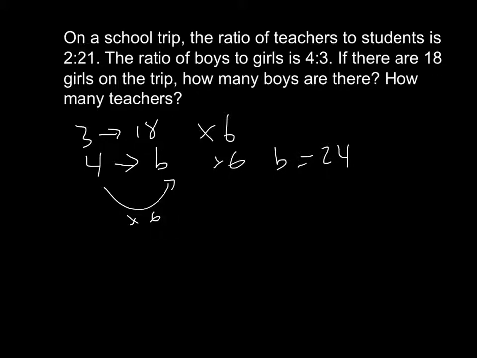And then what I did is I added up the boys and girls. So 24 plus 18 equals 42. Okay. Good?